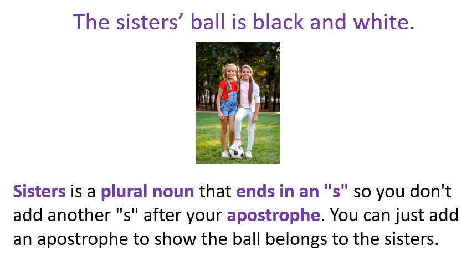In this sentence, the sisters' ball is black and white. The noun in that sentence is plural. There's more than one sister. So the noun sister has an S on the end already to show that there's more than one sister, and it becomes sisters. Because there's already an S on the end of that word, when we add the apostrophe to show that the ball belongs to both of those sisters, we don't have to add an extra S.